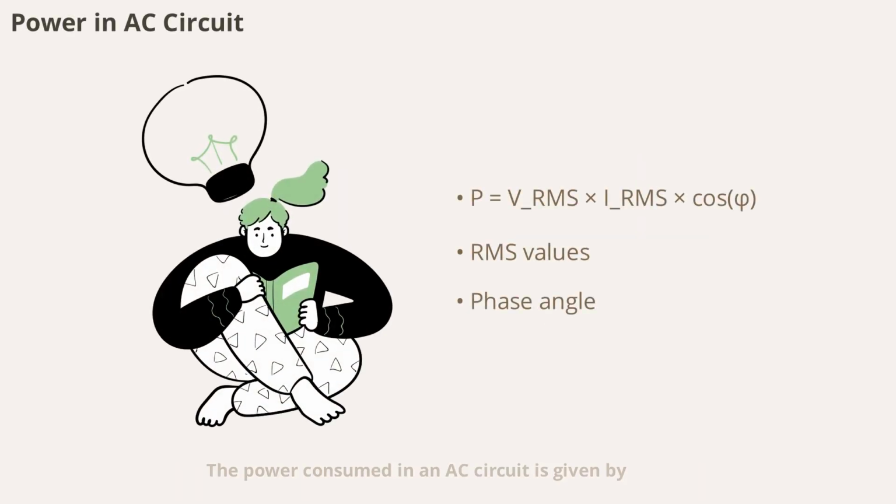The power consumed in an AC circuit is given by the product of the RMS values of voltage and current, multiplied by the power factor. The expression is P equals V_rms times I_rms times cos phi, where phi is the phase angle. This formula accounts for the fact that not all the supplied power is converted into useful work due to phase differences. Understanding how to calculate power in AC circuits is essential for designing efficient electrical systems and for energy management.